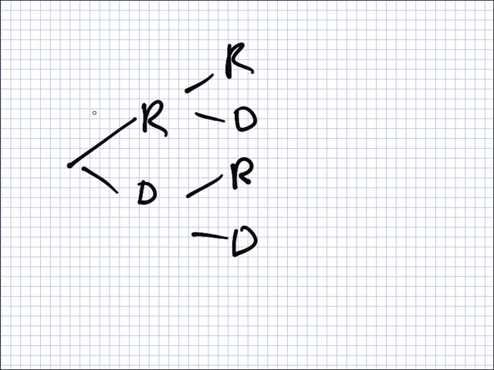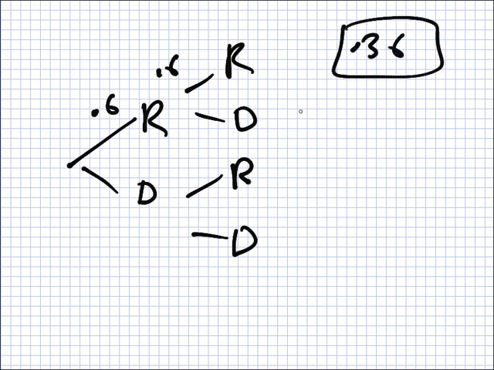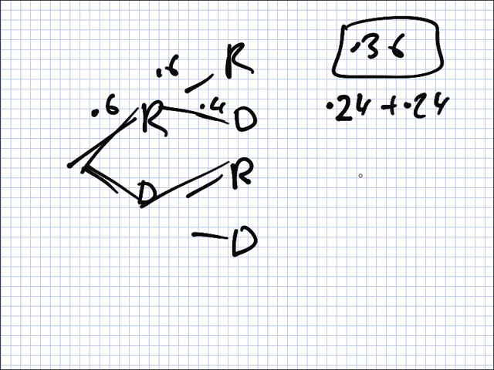So what do we want? 2 rain days? 0.6 times 0.6, answer is 0.36. And rain on exactly 1 day. So that's rain dry, so that's 0.6 times 0.4. What's that? 0.24. And then dry rain is another 0.24. So that is 0.48 then. So they're the 2 answers.